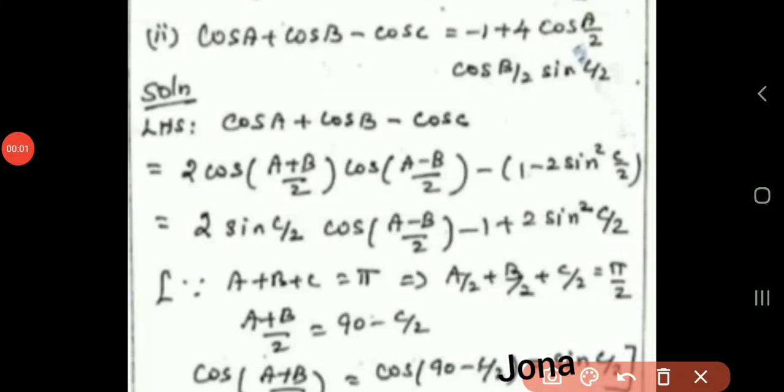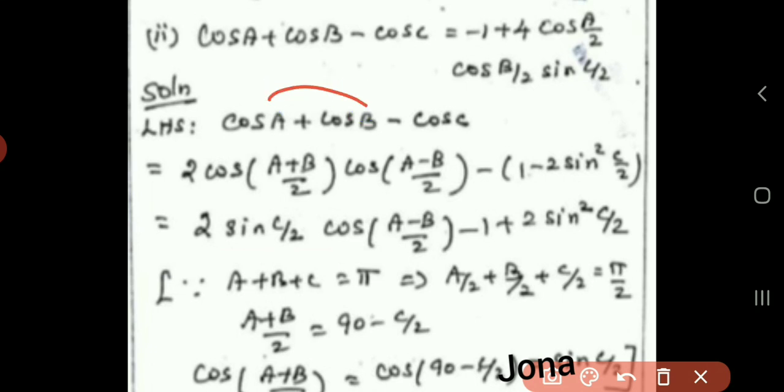Second division in the first problem: cos A plus cos B minus cos C equals minus 1 plus 4 cos A by 2 cos B by 2 sin C by 2. Take the left hand side first, cos A plus cos B minus cos C. I want to group the first two terms as cos A plus cos B.